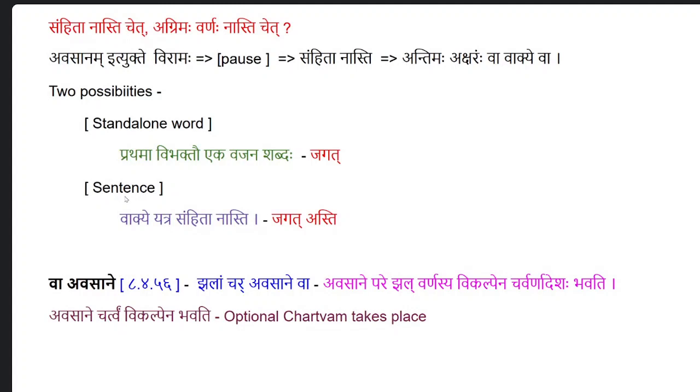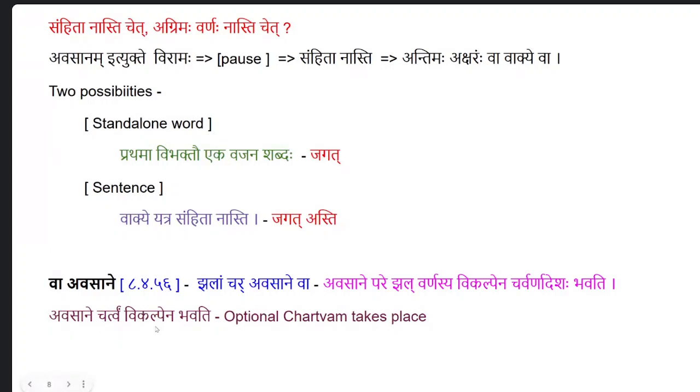So till now we know everywhere Jashtvam happens, right? Everywhere Jashtvam happens, whether it is a single word, sentence, samhita, everywhere. But if it is a single word and there is a pause, that means avasane, then chartvam can happen optionally. This is the sutra: Avasane pare jhal varnasya vikalpena char varnadeshah bhavati.